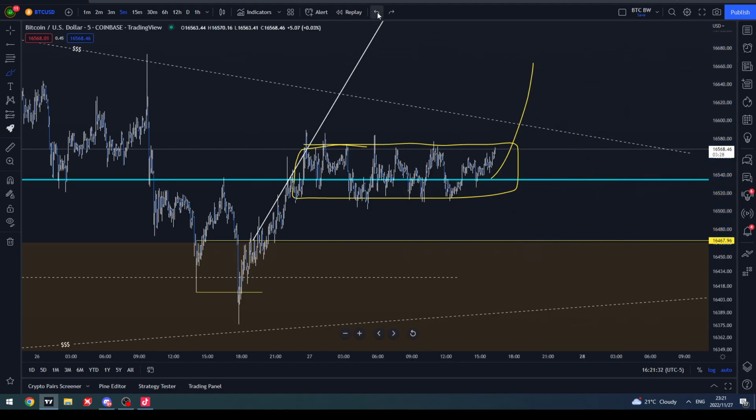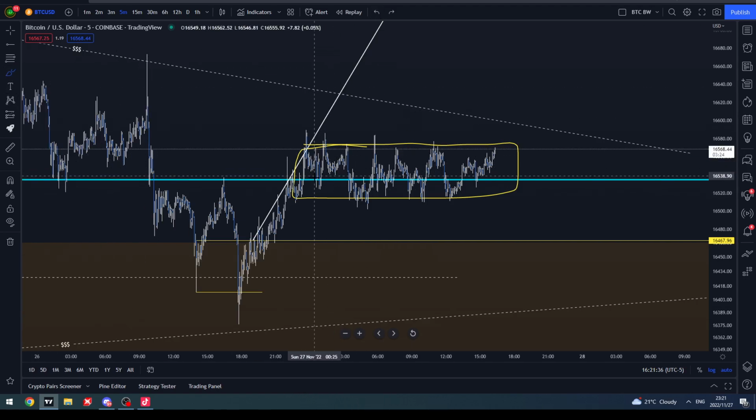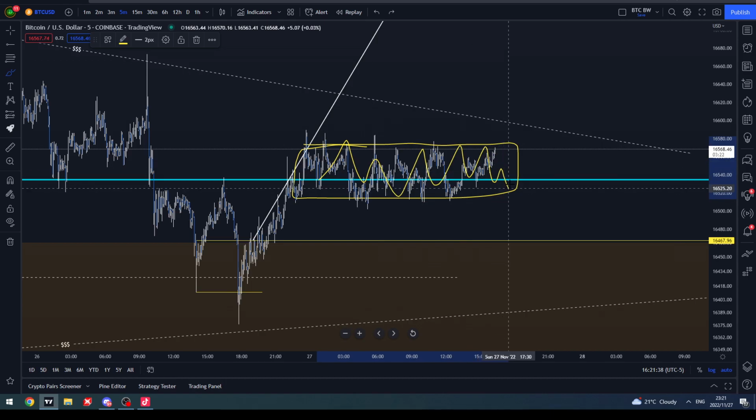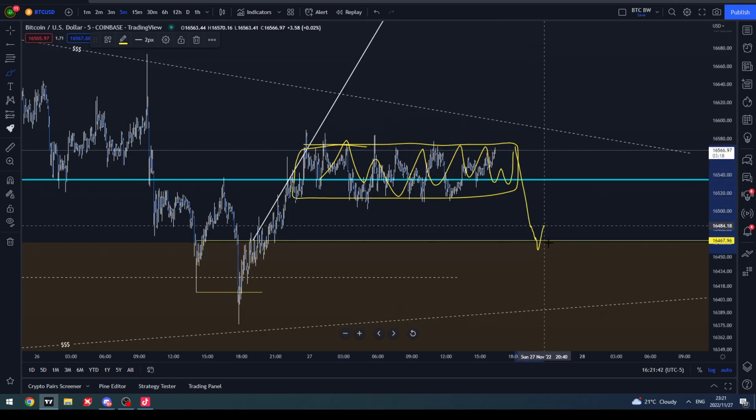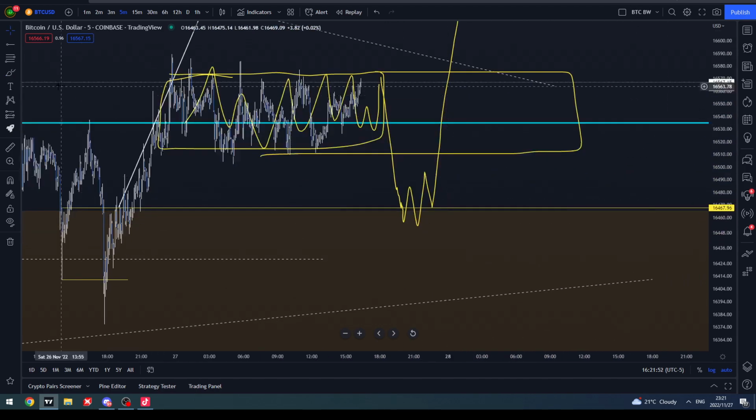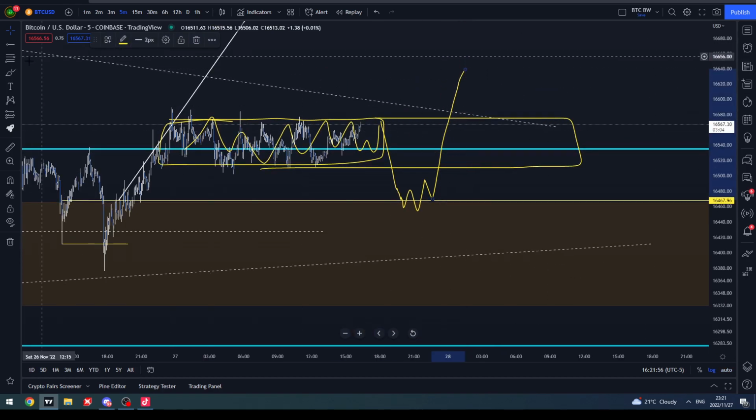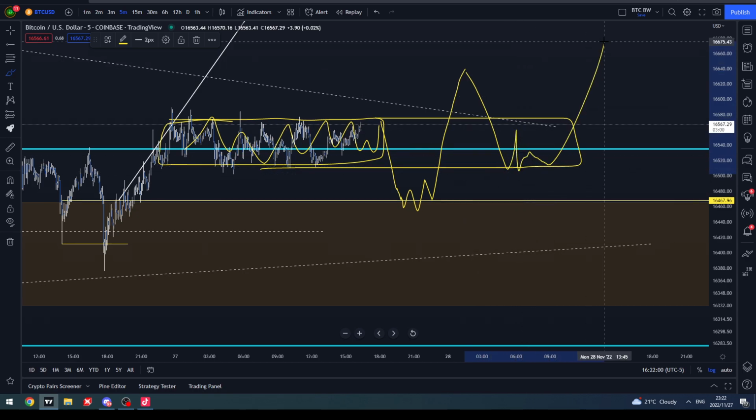Now watch how this becomes the entry model that we want. Remember, this is the consolidation here. We have the run on liquidity down here. We look for our entry to form here. As price moves away up here, we are going to take this candle and take it out in time here like this. And as price comes back into it, like this, this is where we're going to enter to take that up.